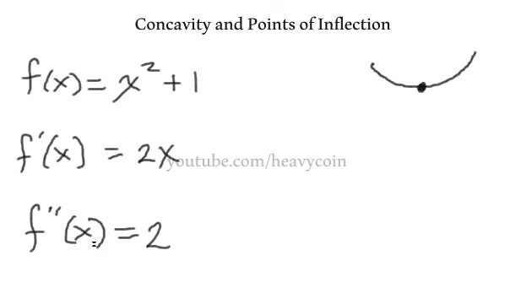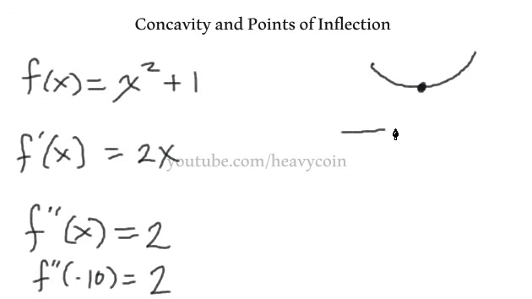Well, there are no critical numbers here. In other words, there's not a number that we can plug into this to get 0. Okay? So no matter what number we plug in, f double prime, for example, if we were to plug in negative 10 into this, we still get 2 out. And 2 is a positive number.